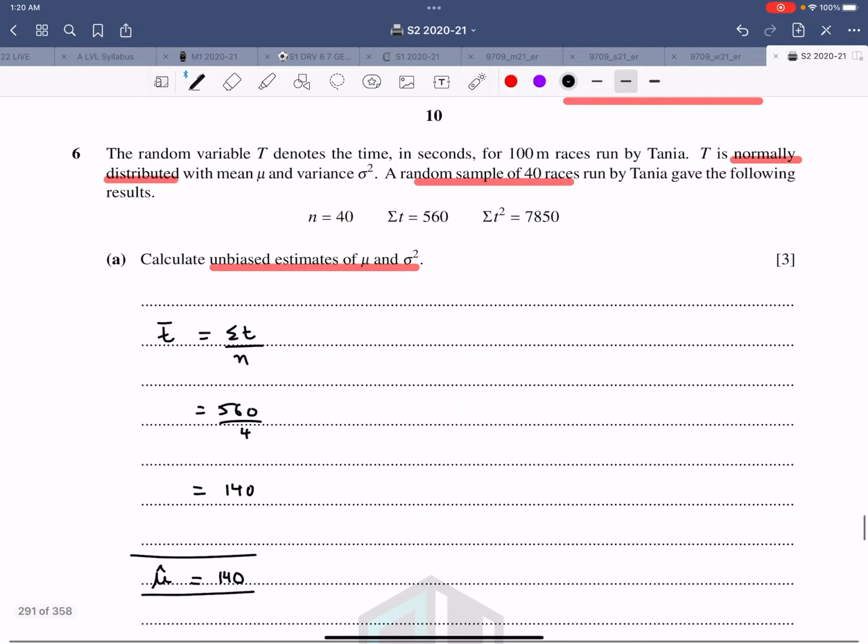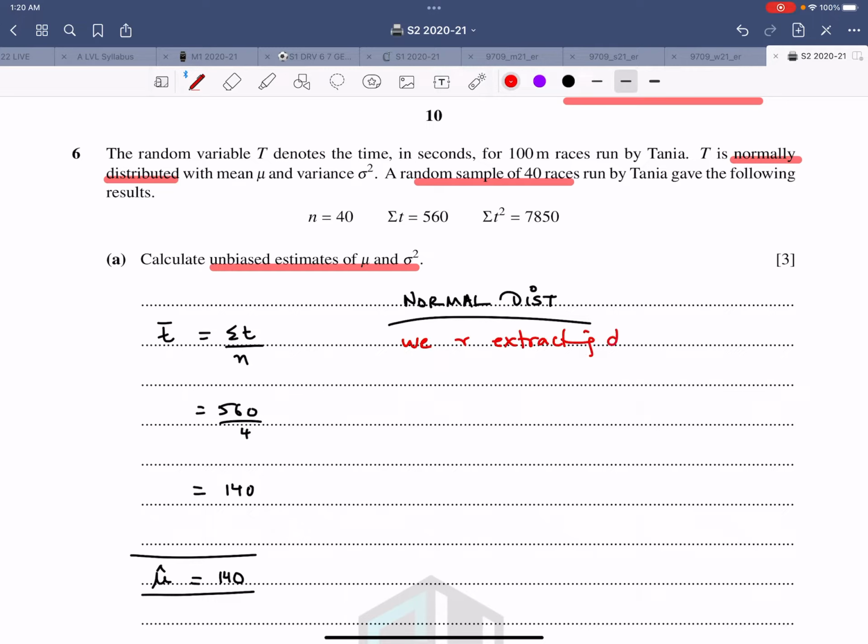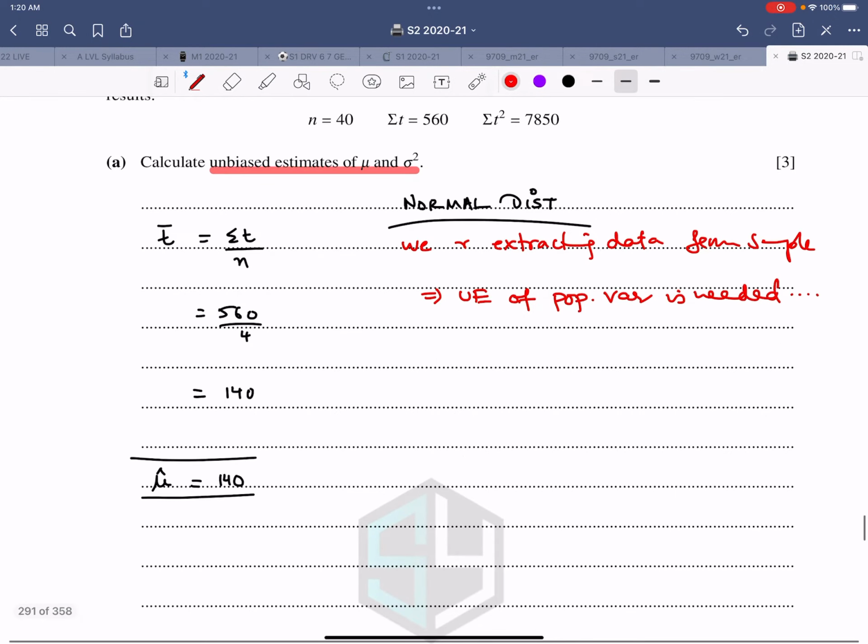Now in this scenario, normal distribution is already there. But since we are extracting data from sample, unbiased estimate of population variance is needed for further calculation. That is a must, irrespective of whether it was normal or not normal.